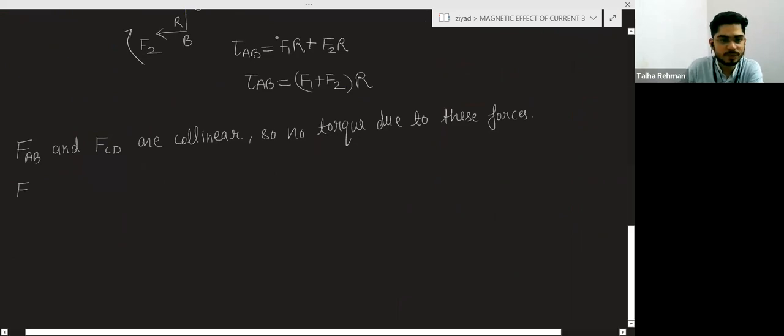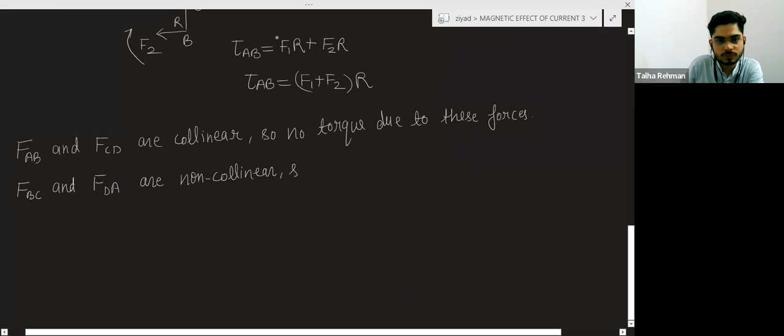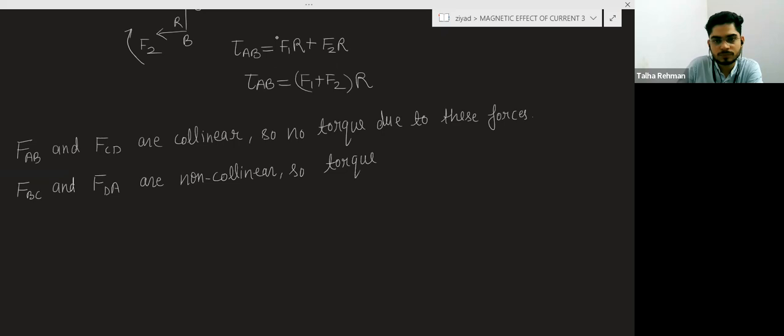So FBC and FDA are non-collinear. So torque will be generated due to these forces.